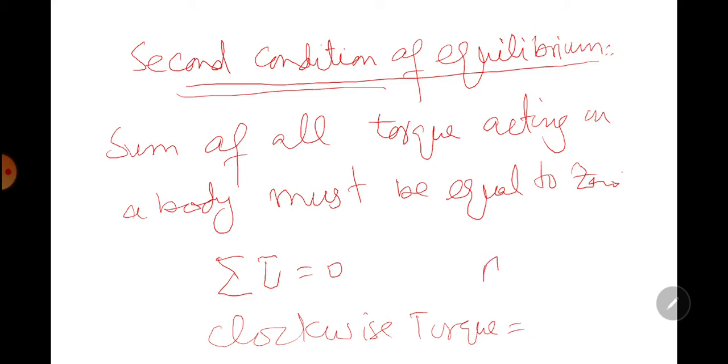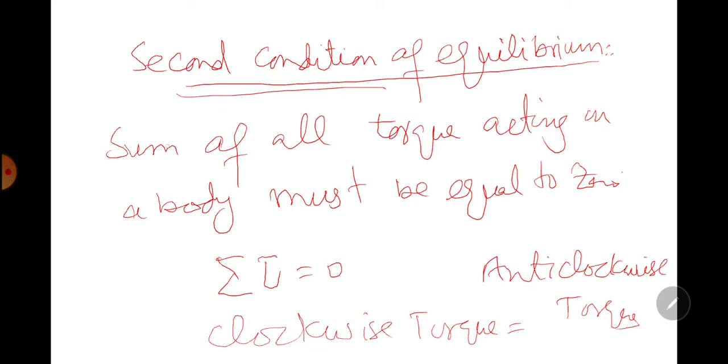or clockwise torque is equal to anti-clockwise torque. A body is said to be in rotational equilibrium if the sum of all torque acting on a body is equal to zero. We said that summation tau is equal to zero. Sum of all torque acting on a body must be equal to zero.